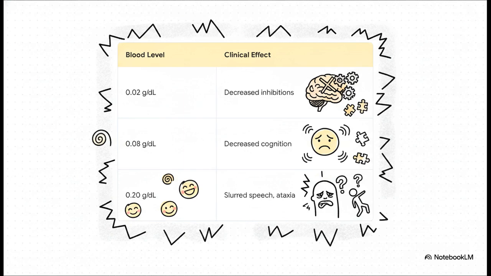At a relatively low blood alcohol concentration of 0.02 grams per deciliter, the clinical presentation is mild: decreased inhibitions, and a slight feeling of intoxication. But as we move up to 0.08, which you'll recognize is the threshold for legal intoxication in most U.S. states, we see a marked decrease in complex cognitive functions and motor performance. Push that level up to 0.20, and the toxicity becomes profound. We're talking obvious slurred speech, severe motor incoordination, poor judgment, and high irritability.